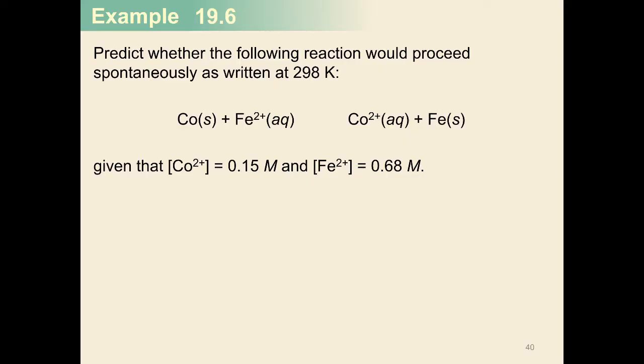Now, predict whether the following reaction would proceed spontaneously as written at 298K. So you have a reaction of cobalt and iron to form cobalt 2 plus and solid metallic iron. Now, these are the values, the concentrations of the cobalt and the iron. We do not know if it's in equilibrium or not, but this is the reaction that we have. And that is where the Nernst equation comes in.